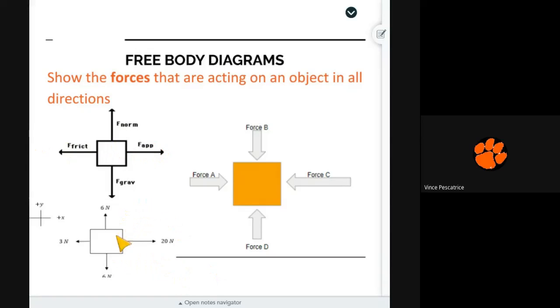On this one down here, this bottom one, you can see that the normal and the gravitational force cancel each other out. So you won't have any motion in the up and down. But to the left and to the right, you will have motion because 20 is greater than 3. So it'll move to the right with 17 newtons of force. So forces will be the last part of your fill in the blank.